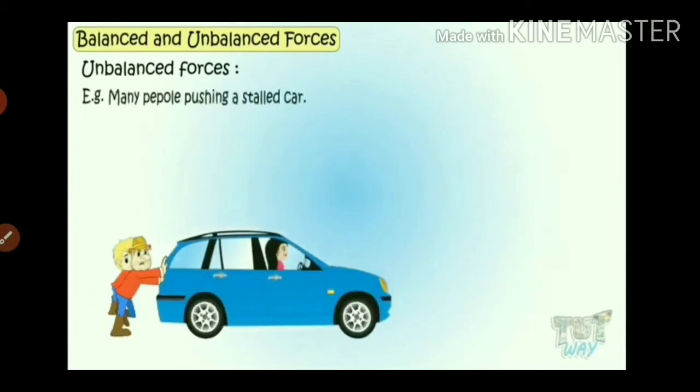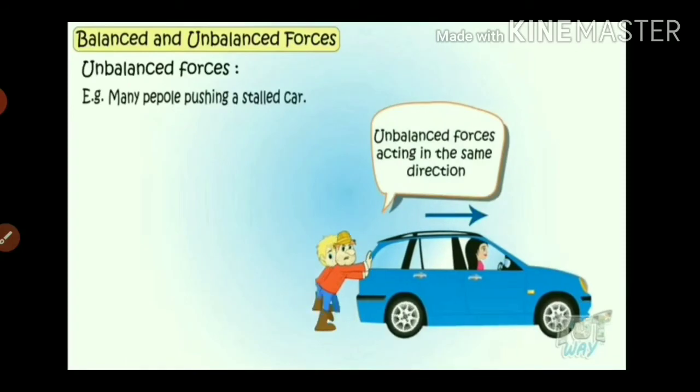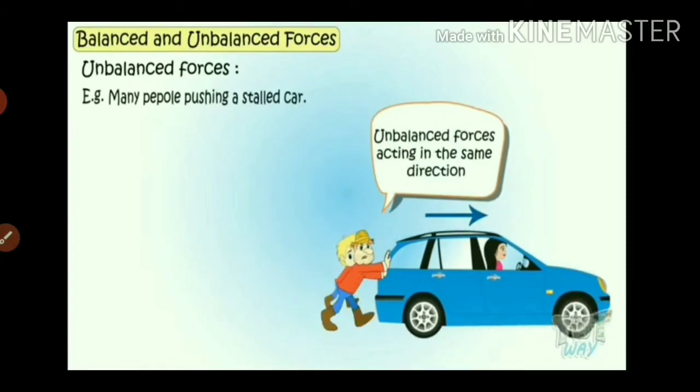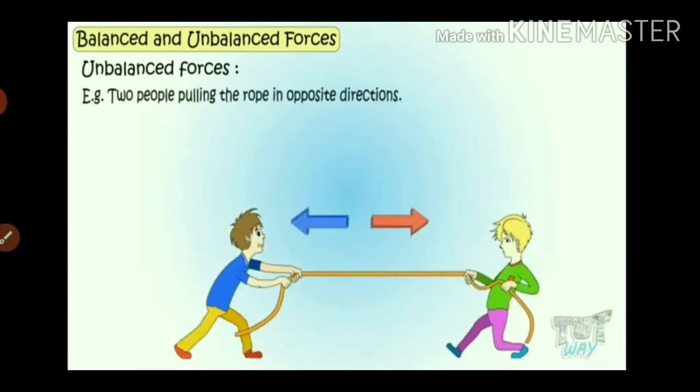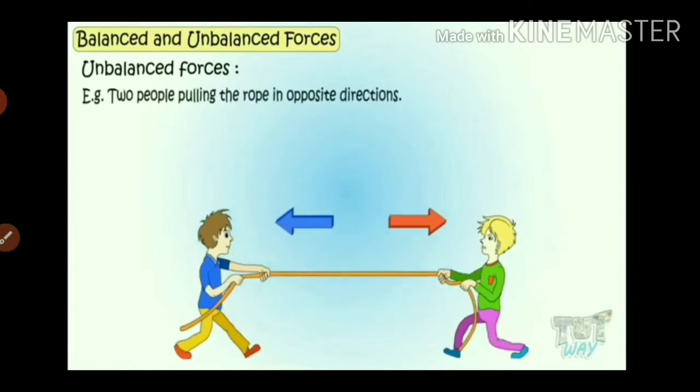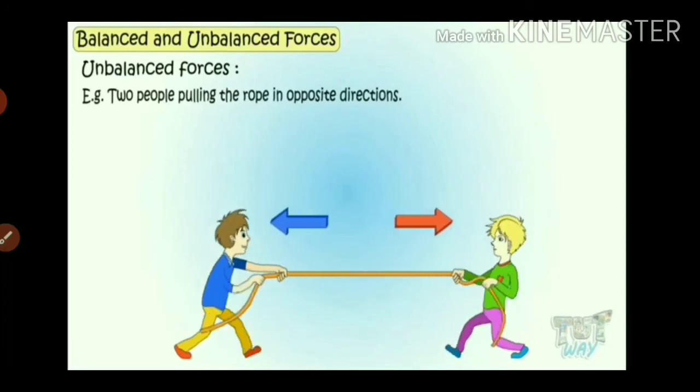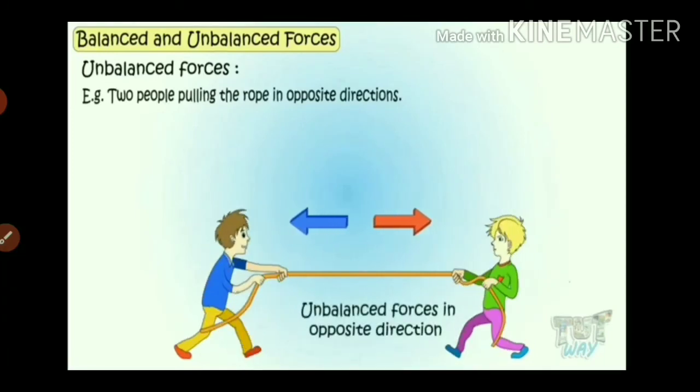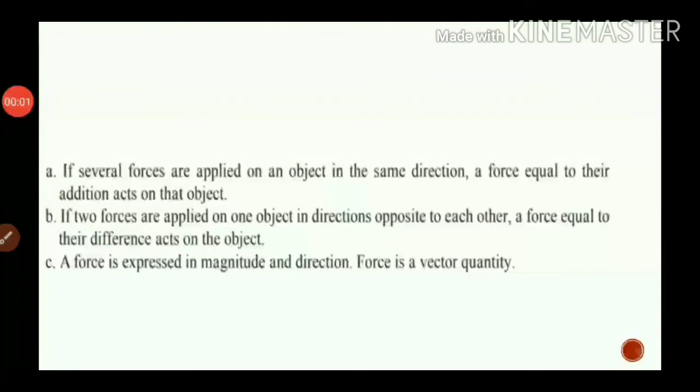Example: people pushing a stalled car is an example of unbalanced forces acting in the same direction. Two people pulling an object in opposite directions is an example of unbalanced forces in opposite directions, like tug of war or seesaws. Now see some rules. If several forces are applied on an object in the same direction, a force equal to their addition acts on that object.